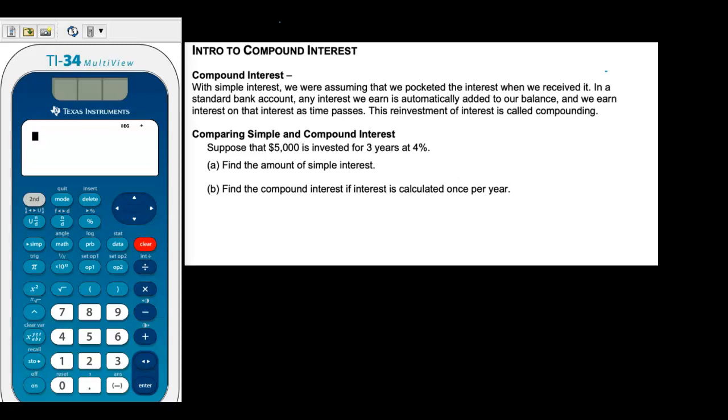In this video, I'm going to talk about compound interest and the general idea of how it works. And to do that, I'm also going to talk about simple interest and compare and contrast the two so that we can have a better understanding of both.